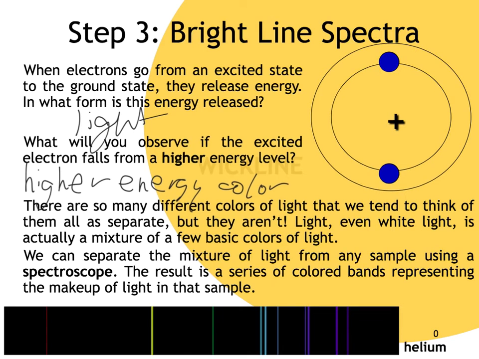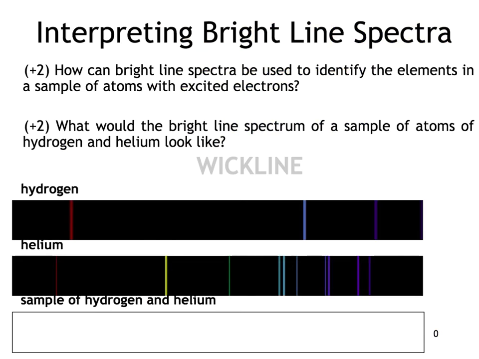So just keep in mind on this slide, you should add to your Cornell notes that every element has a different bright line spectrum. That's what this is. And that's a result of differences in their electron configurations. So we can interpret bright line spectra as well.